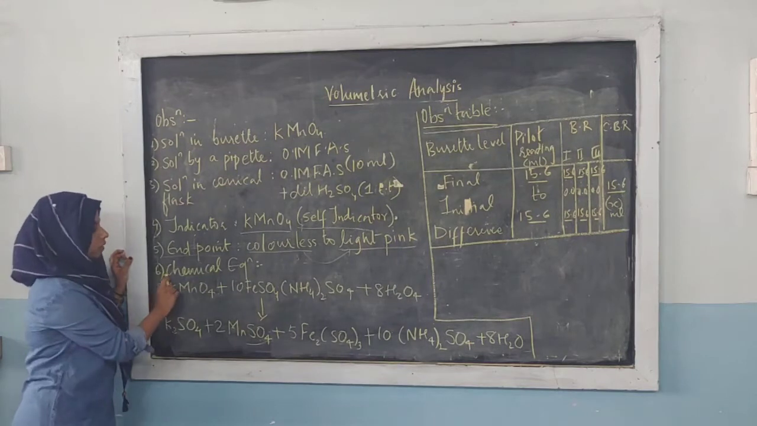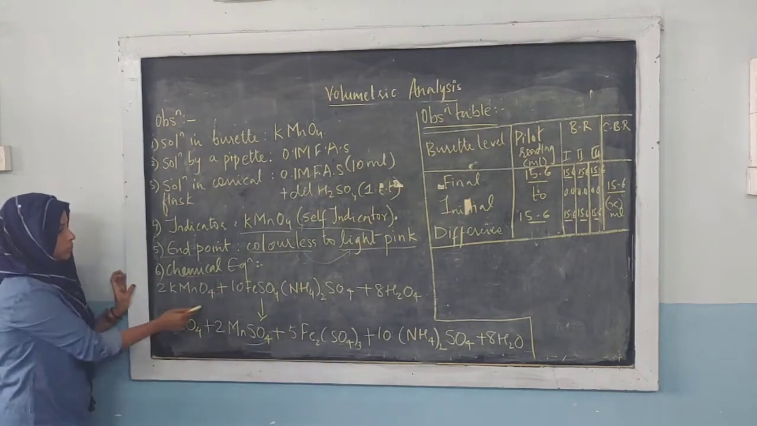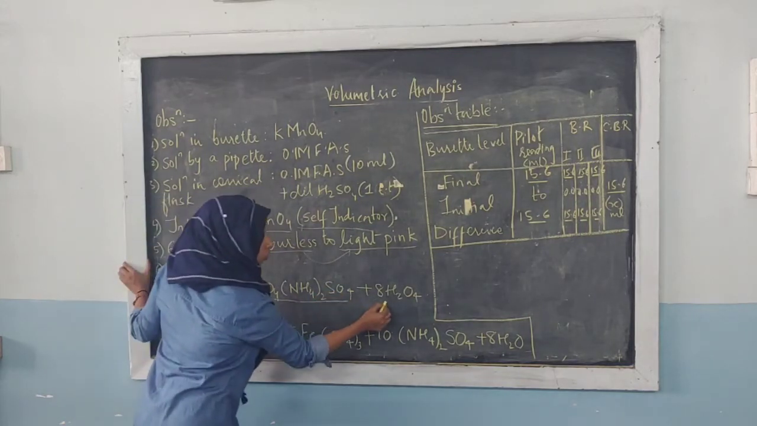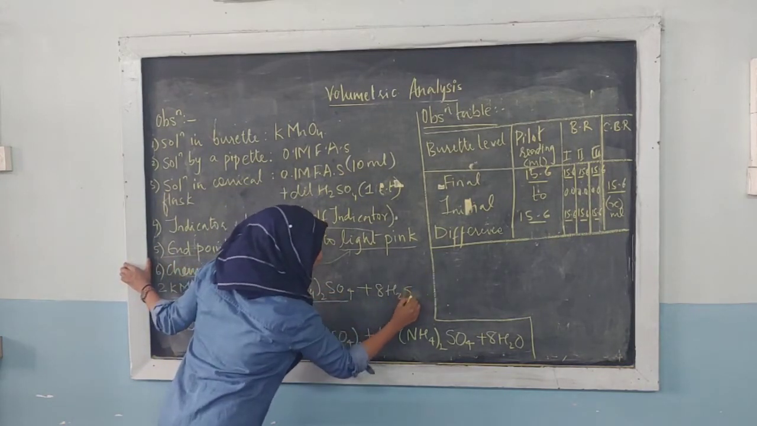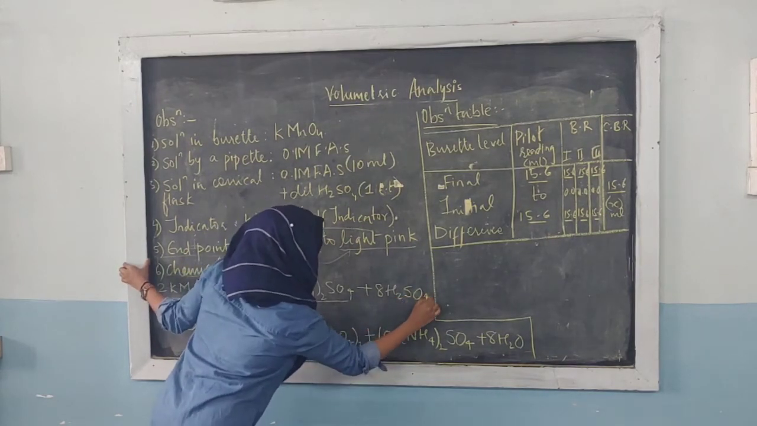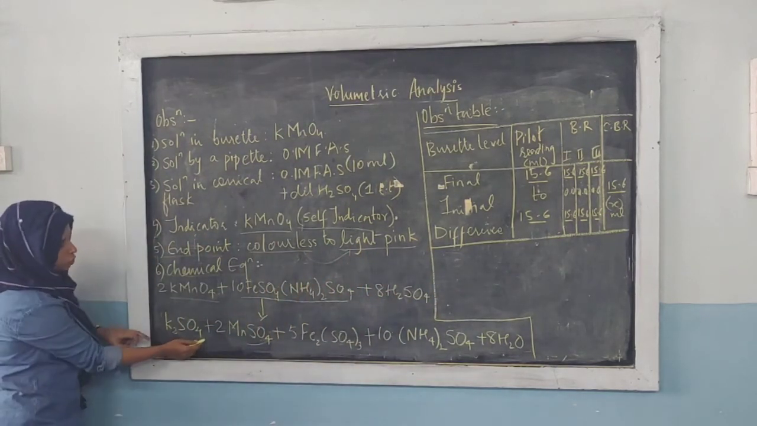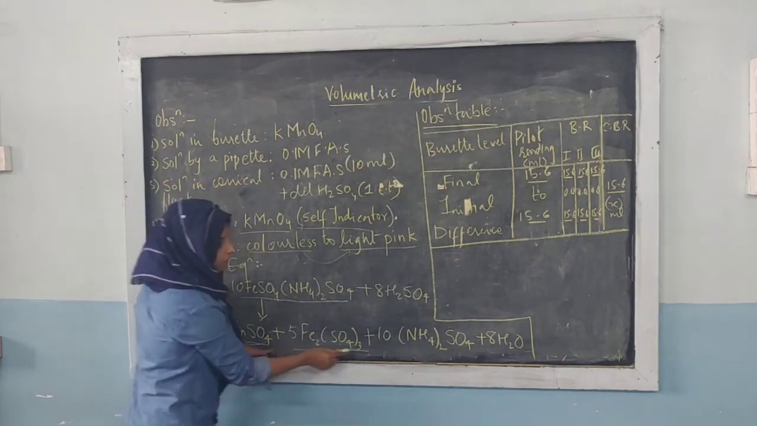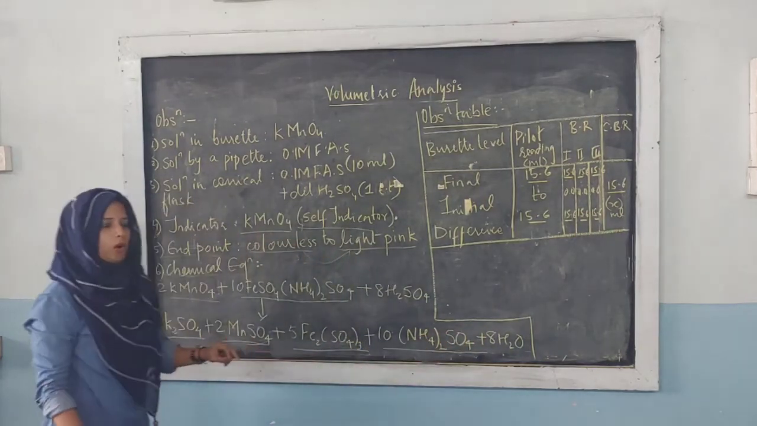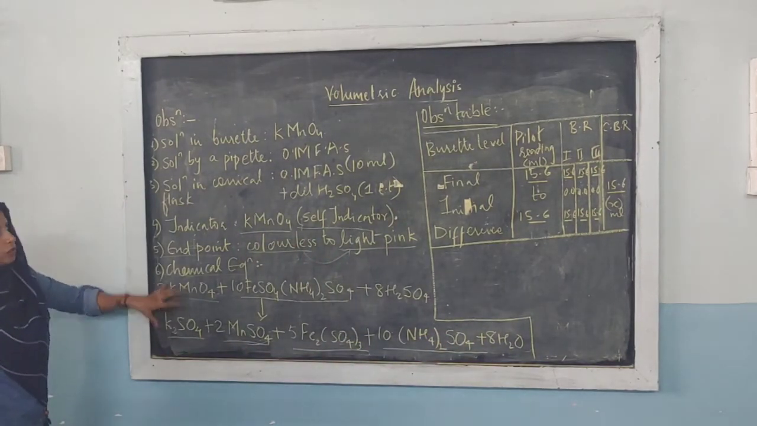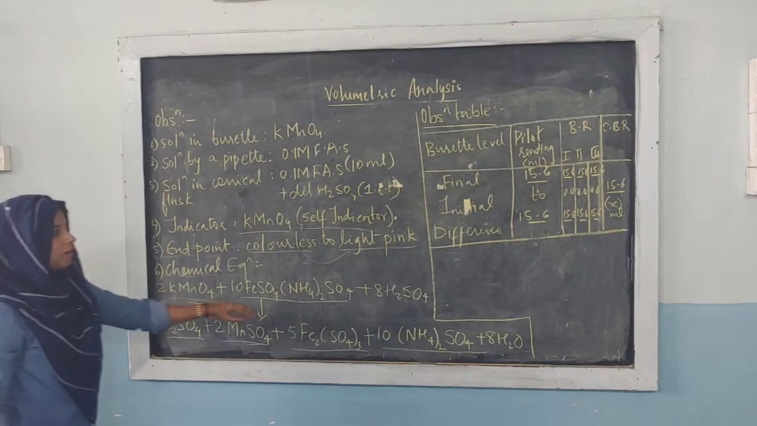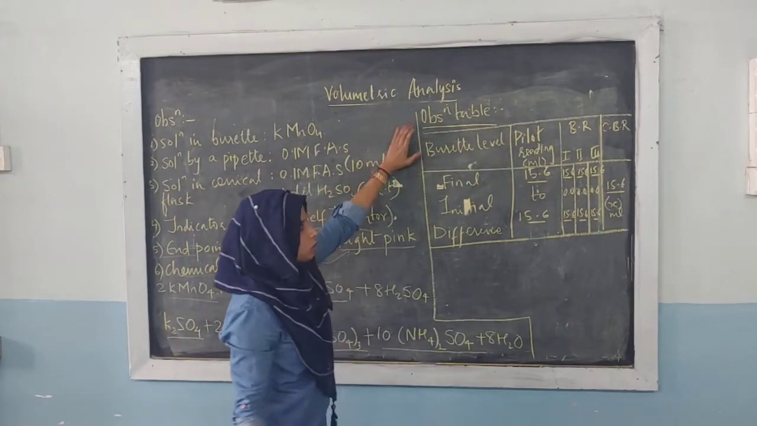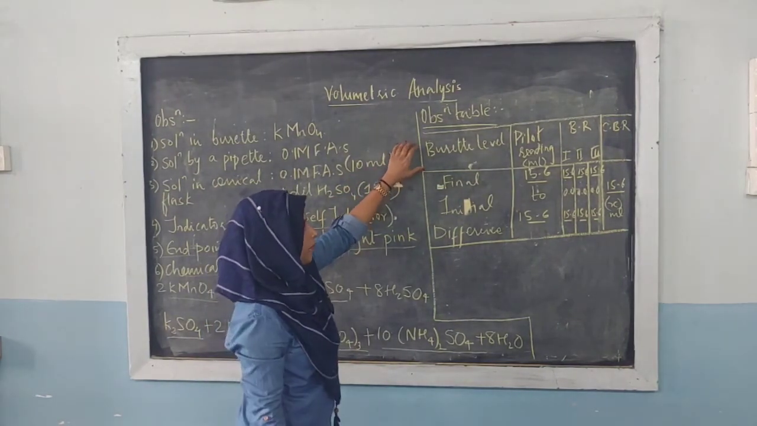So the chemical equation of the experiment is when KMnO4 reacts with this Mohr salt with sulfuric acid, there will be formation of potassium sulfate, manganese sulfate, ferric sulfate, and then ammonium sulfate with water. So this is how the reaction for the experiment goes, how KMnO4, Mohr salt and sulfuric acid react.